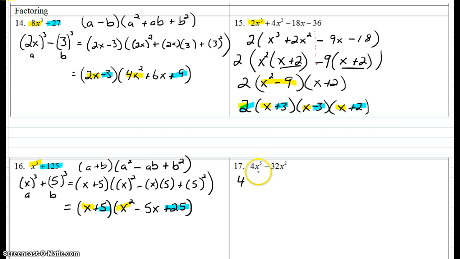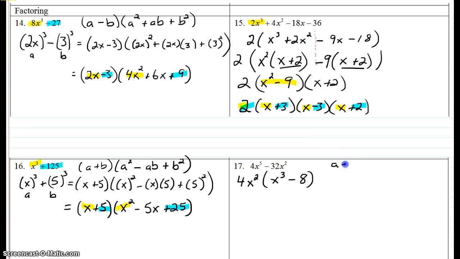And now look at the x's. So they both have an x. So you can take out the lowest degree. So let's take out the x squared. And so when I factor this out, I'm left with x cubed. 32 divided by 4 gives me 8. I took the x squared out, and so now I just have x cubed minus 8. So now we have another difference of cubes.